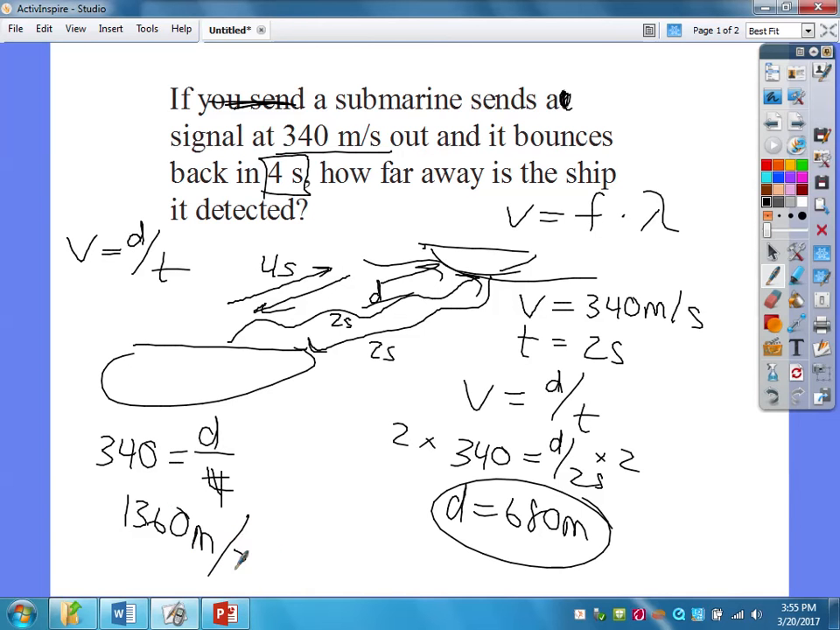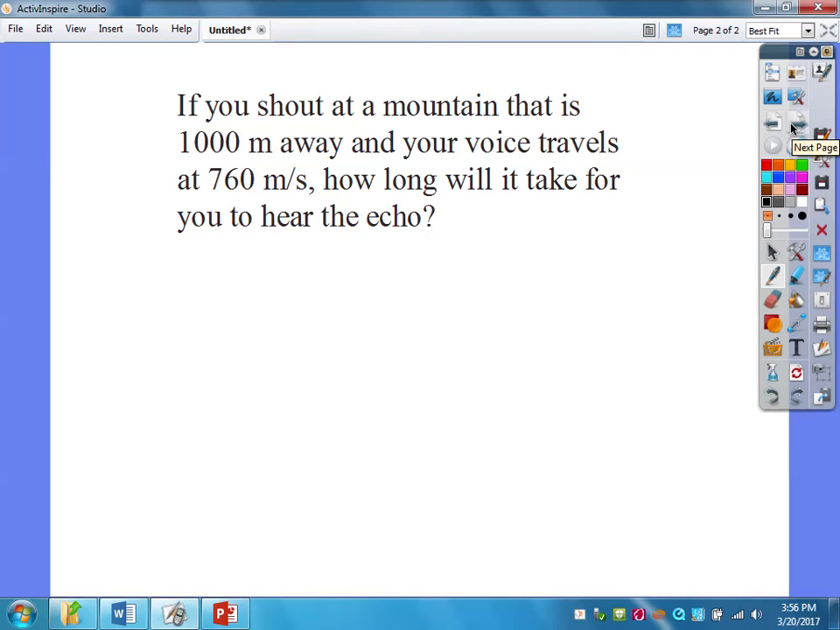But again, divide that by 2, because that's the distance there and back, and we still get 680. All right, so I prefer the first method I showed you, basically cutting it in half and figuring it out from there, rather than looking there and back and then cutting it in half. So that's how you focus on these particular problems. All right, I think I have one more.